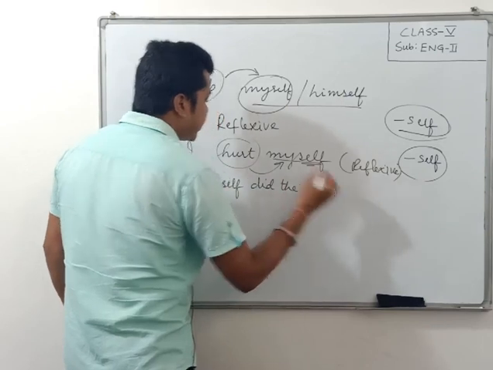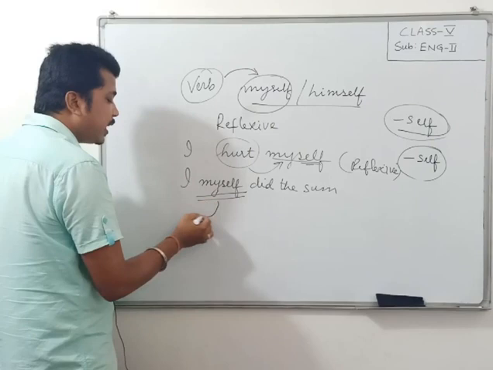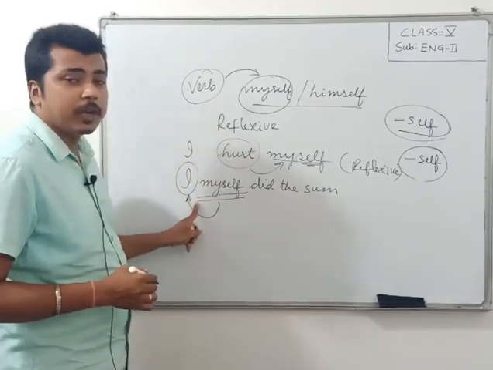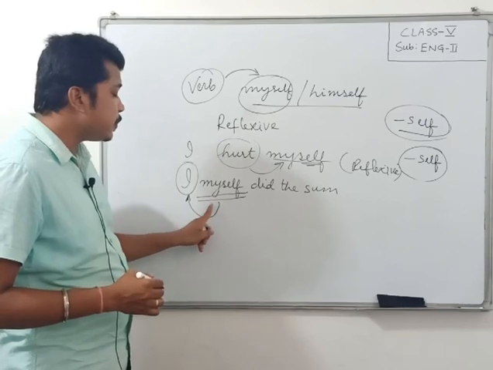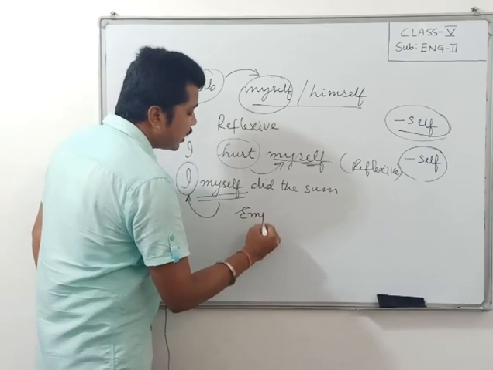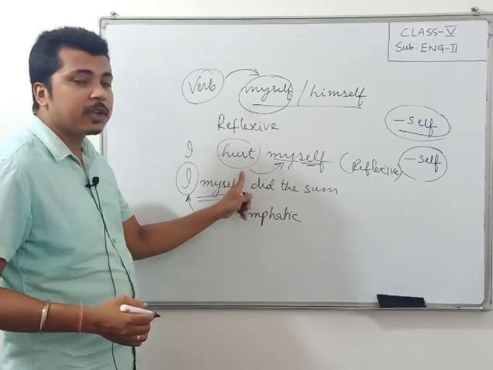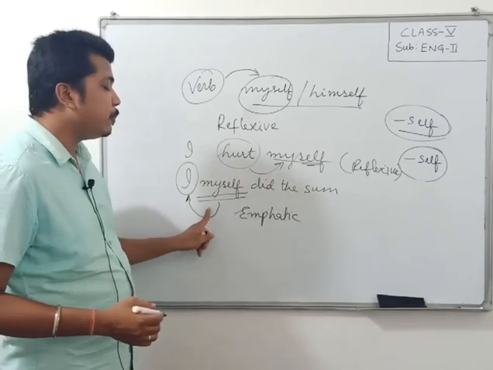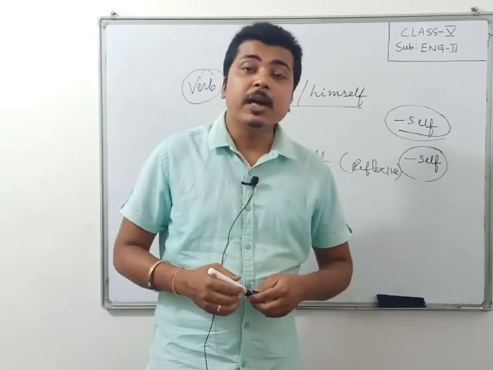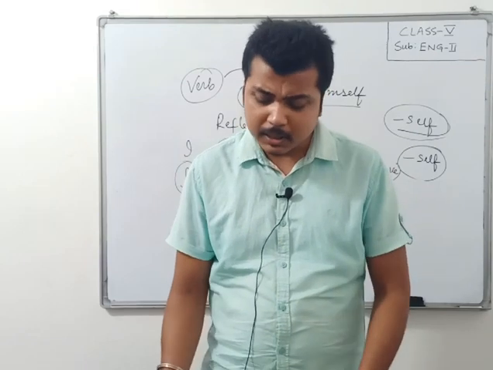I myself did the sum. In this case, dear student, you see this self word is placed right after the pronoun. Here there is no verb. So if any self word is placed right after the pronoun, in that case it will become emphatic. When it is placed after the verb, it will become reflexive. When it is placed after the pronoun, it will become emphatic. Hope it is clear.